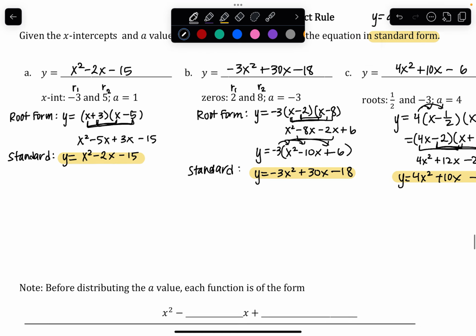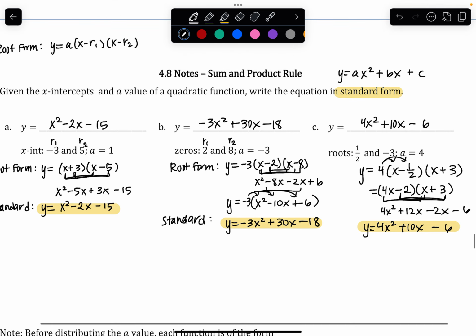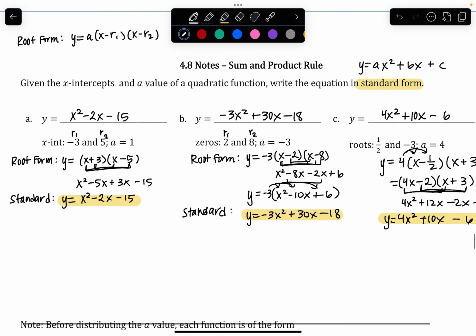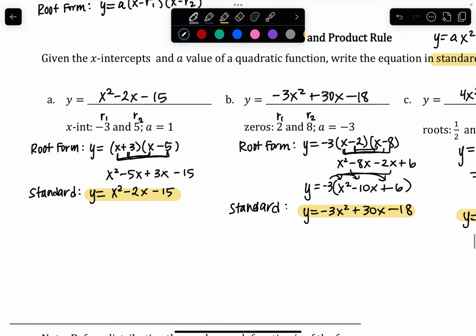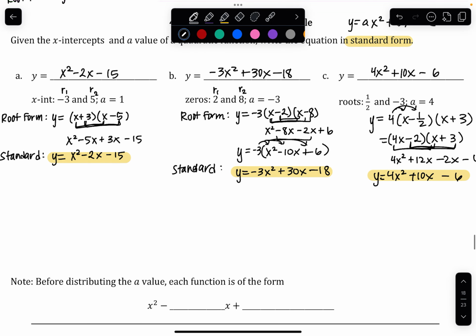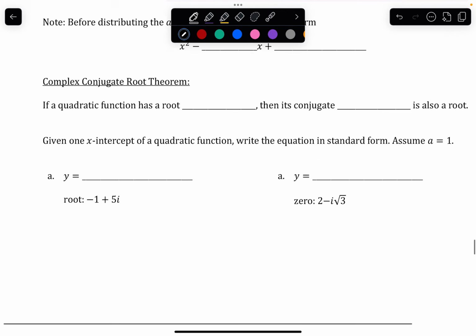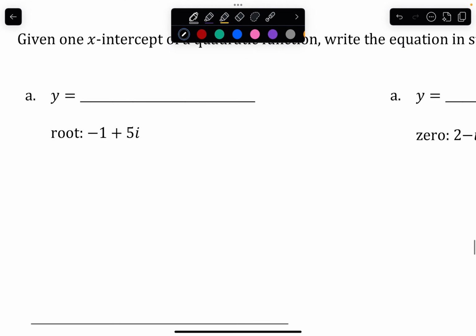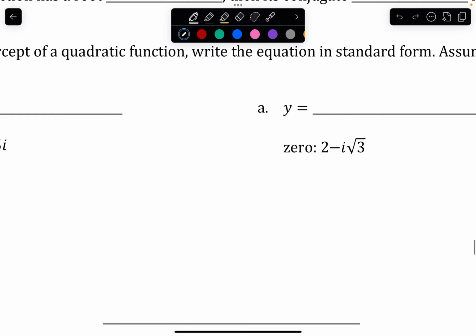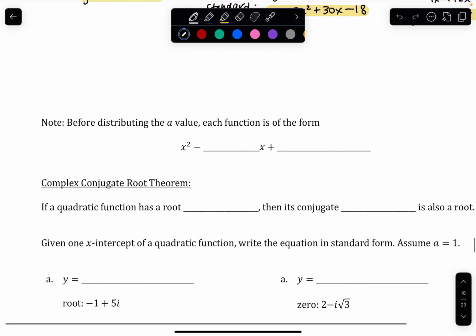This was a review. We haven't talked about the sum and product rule yet because we haven't really needed it. If we have real integer roots or even fraction roots, we can write root form and then convert to standard form. The difficult part is when you have complex roots. You're not going to want to write your root form using complex numbers, especially when square roots are involved. That's when the sum and product rule comes into play.